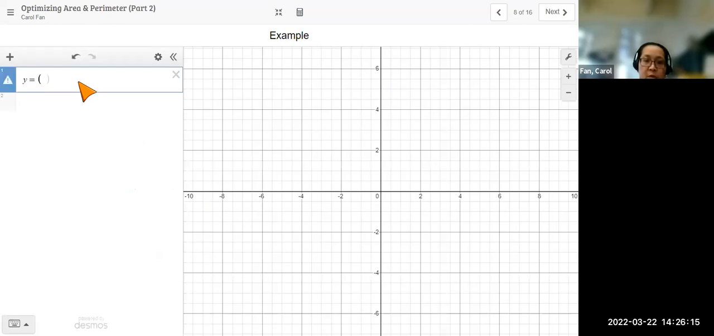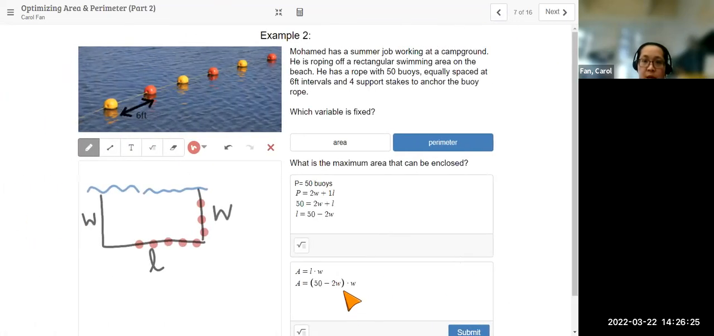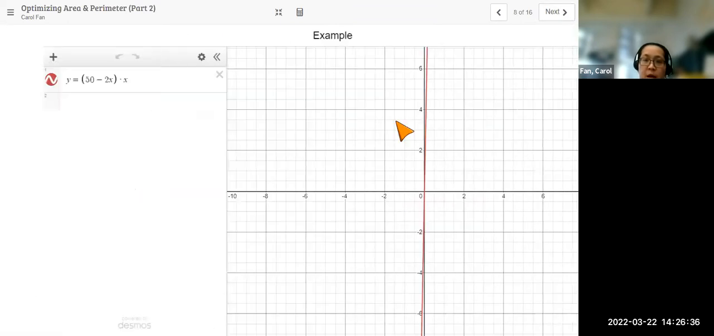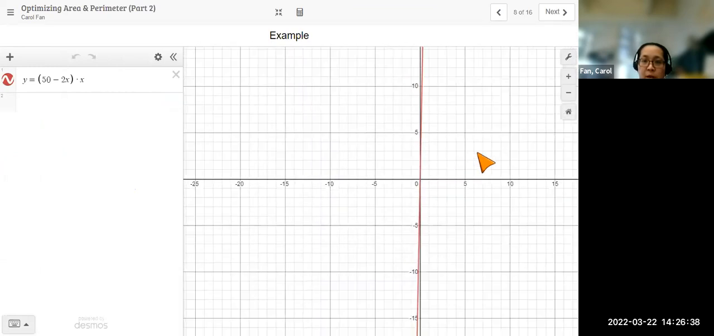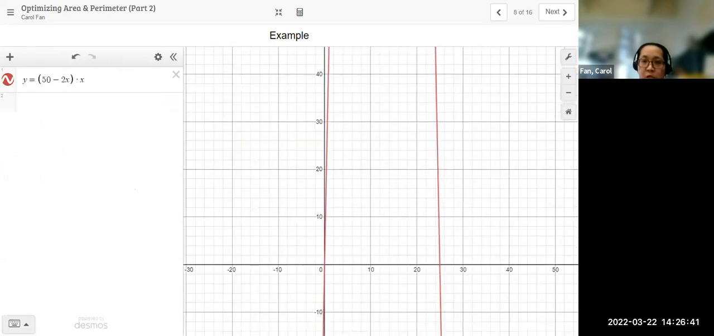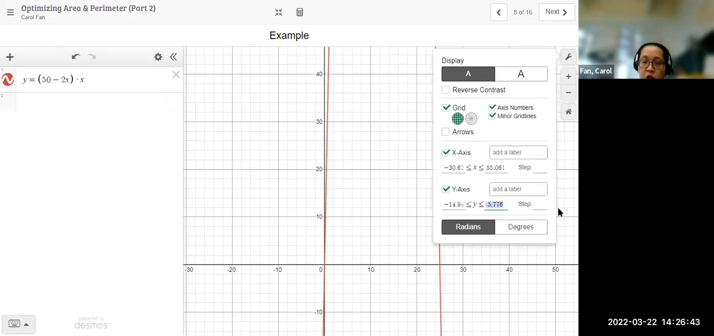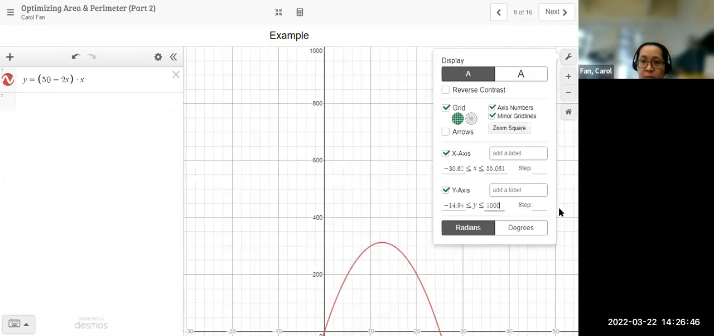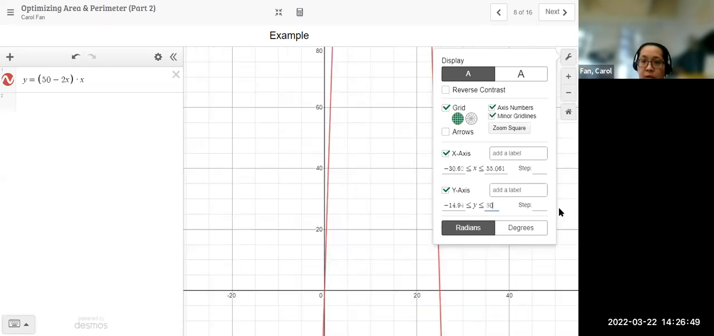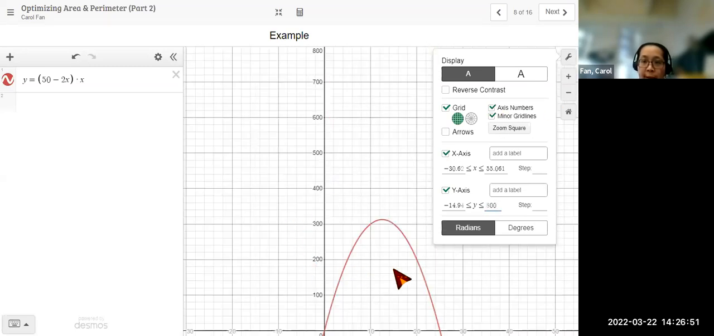So y is equal to 50 minus 2x times x. Right, so let me define that. Y is area and x is the width. Right, I've put it in here. It is not fitting in my screen, so I'm going to just change my field of view. Maybe that's too much. Okay.